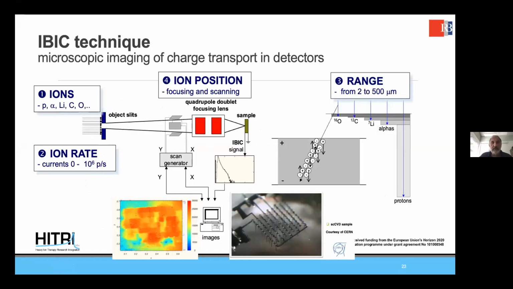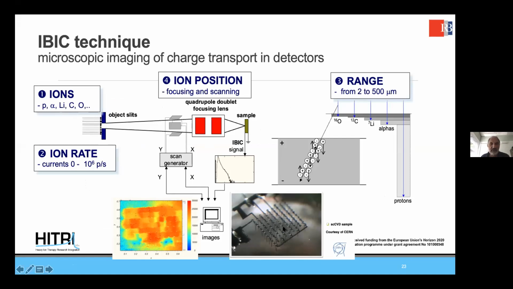The other application that we do of interest to hadron therapy is that we can focus the beam and use individual ions of any kind, of any rate, and by a scanning system, we can determine their position at the micrometer scale.